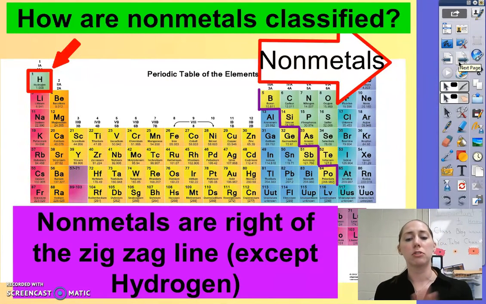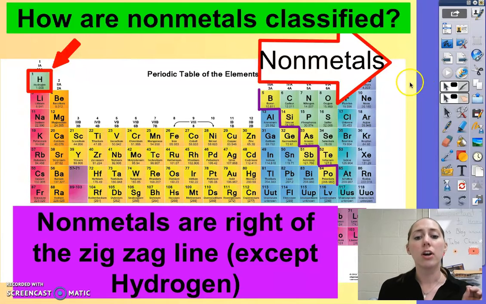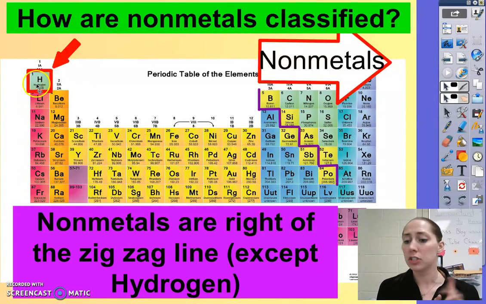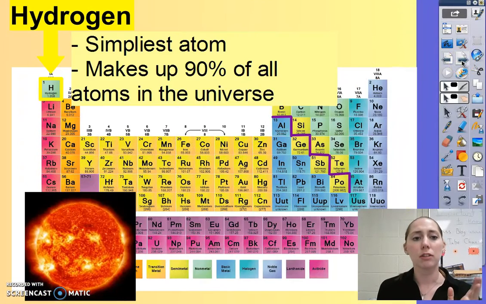We know that our metals are to the left of the zigzag line. Our nonmetals are to the right of the zigzag line, except for hydrogen. Hydrogen's special and all by its lonesome over here in group 1. So when we talk about their groups or their families, let's talk about hydrogen first. So hydrogen is this first element in group 1, period 1. It's the simplest of all atoms, and it actually makes up 90% of all the atoms in the universe.